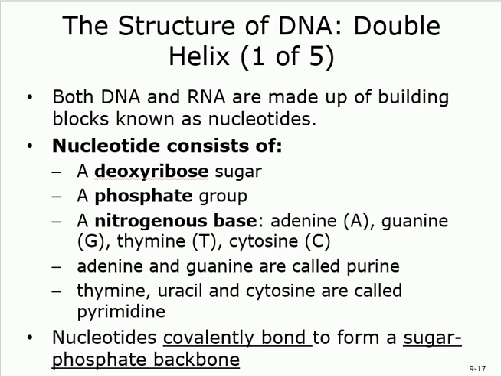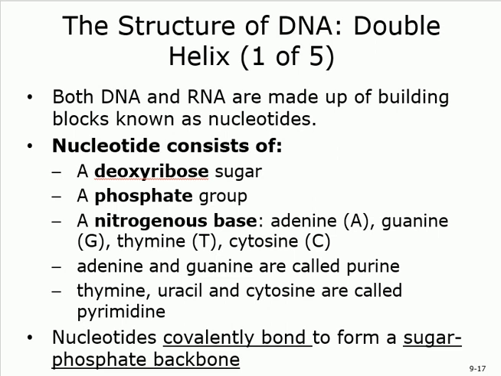This is from the chemical point of view. We don't have to know the details. What do you mean by purines? And what do you mean by pyrimidines? It's just a chemical category. They just belong to it. So adenine and guanine are called purines. Thymine, uracil, and cytosine are called pyrimidines. Okay, so far?